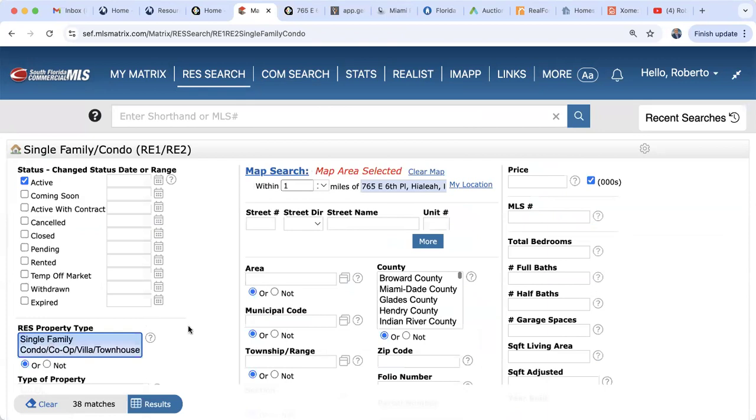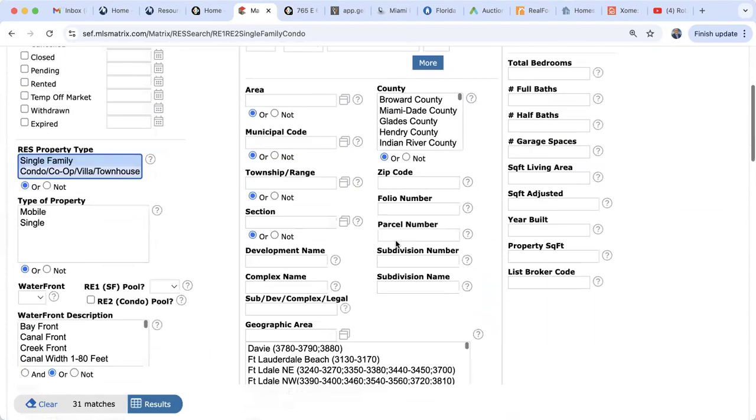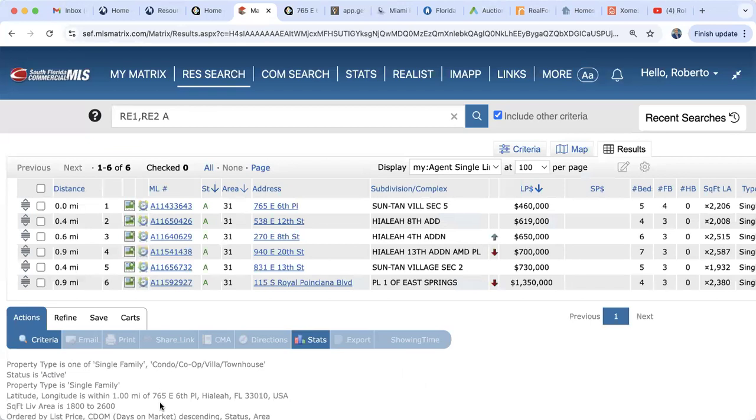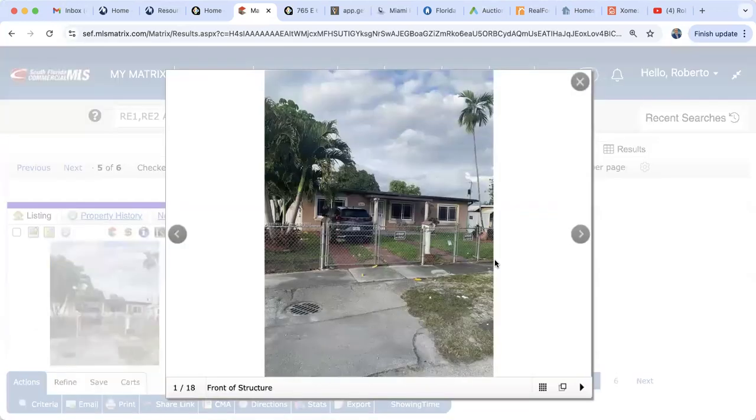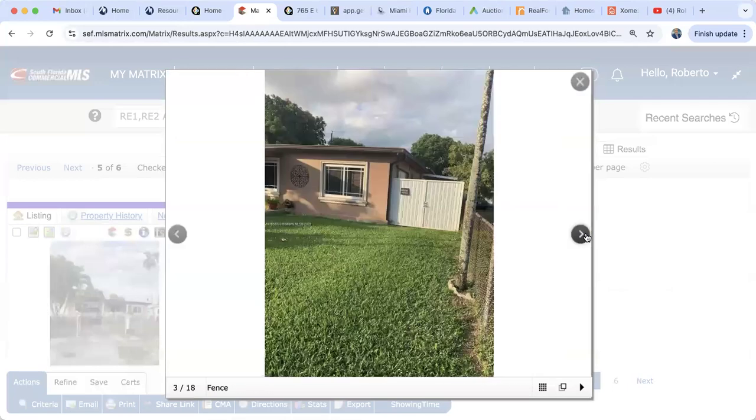We're going to do single family home. And let's make our property square footage be somewhat similar. So between, let's say, 1,800 square feet and 2,600 square feet, we're looking at 6 matches. Properties that size in this area are going right around 700, 730, and forget about this one that's in Miami Springs. All right, so that's a little too far. But this is what a $730,000 active list price looks like in the area.